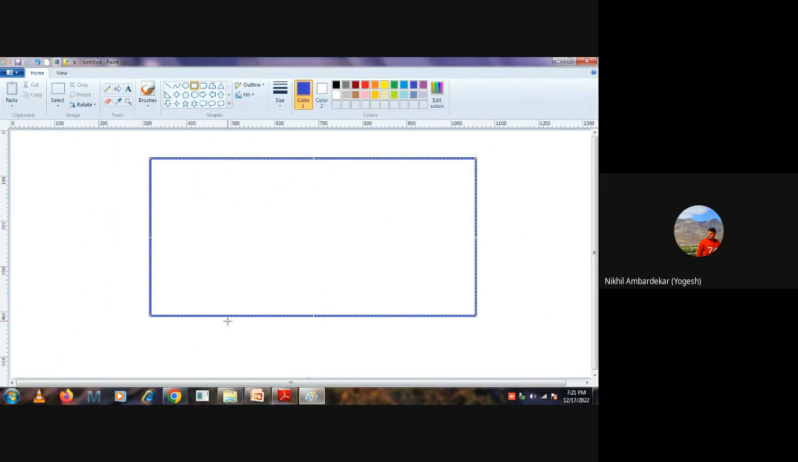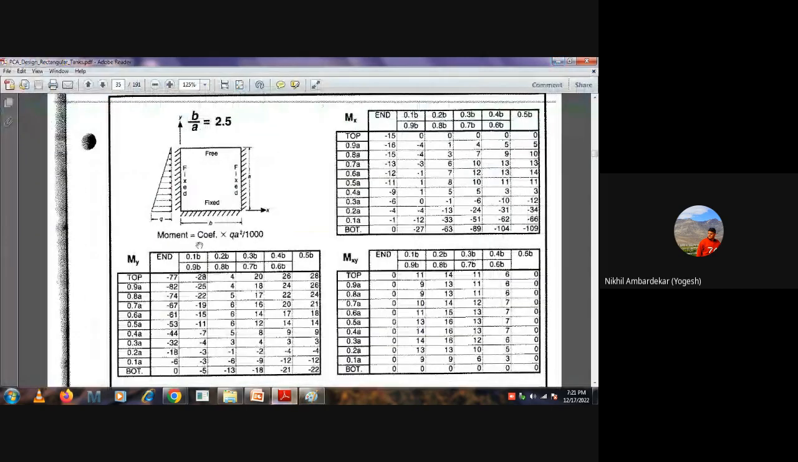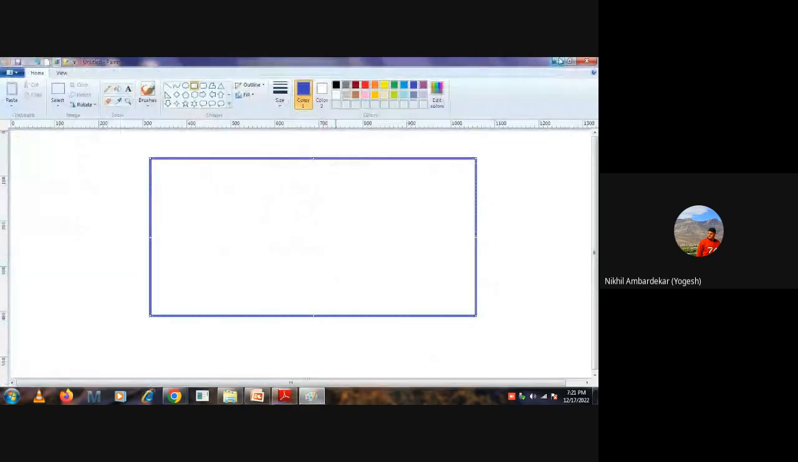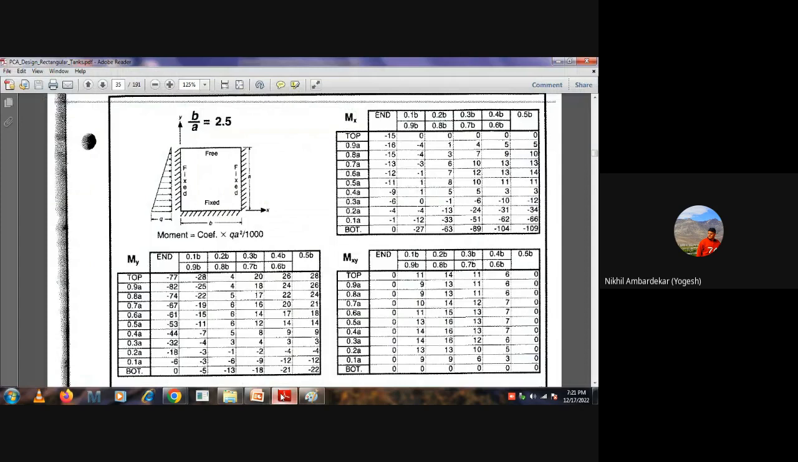0.5 comes here, and 0.2B comes here. If I want the moment at this point, I gave you an example, but this is not required. If I want to design this entire wall panel, I will just go and find the maximum, that is minus 109.